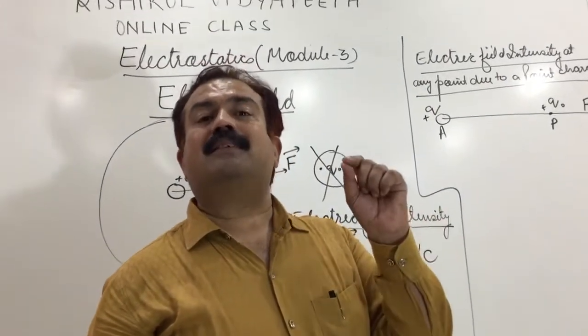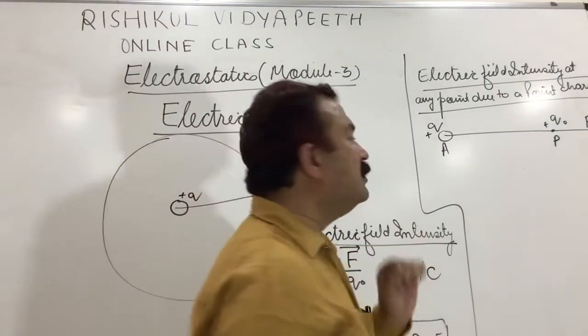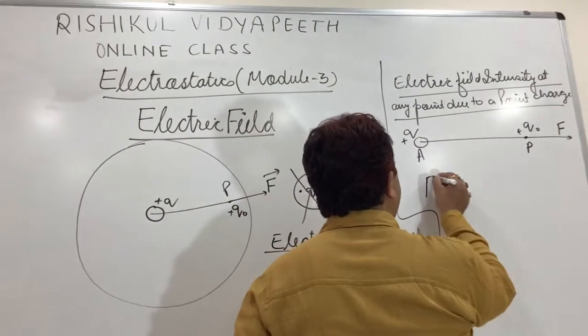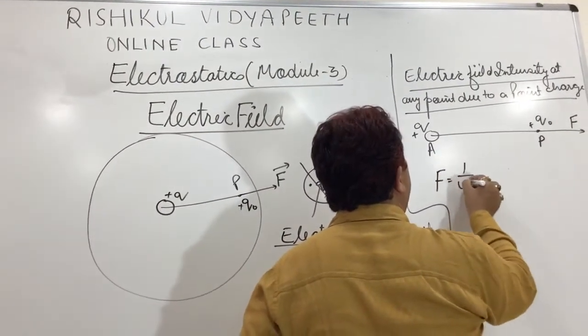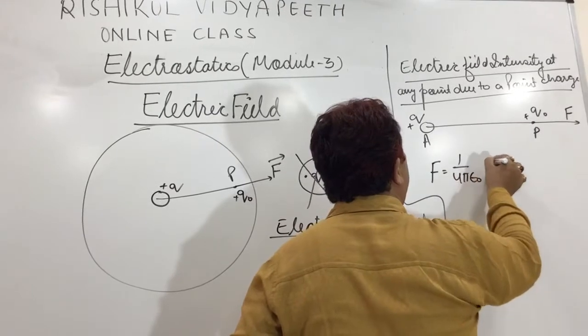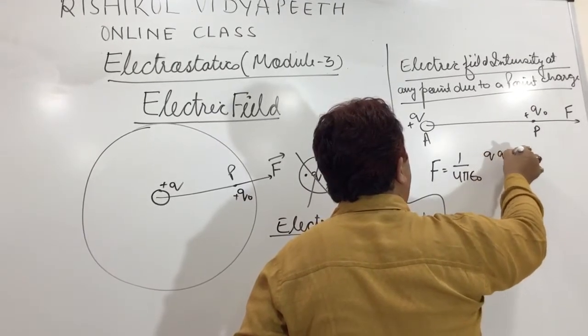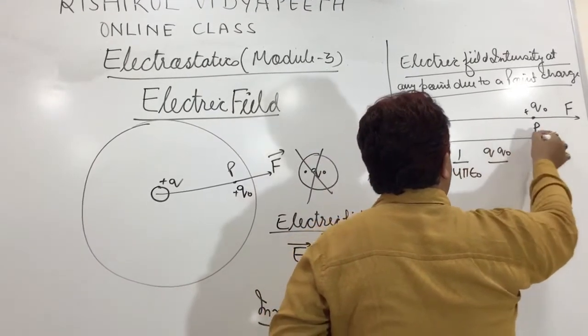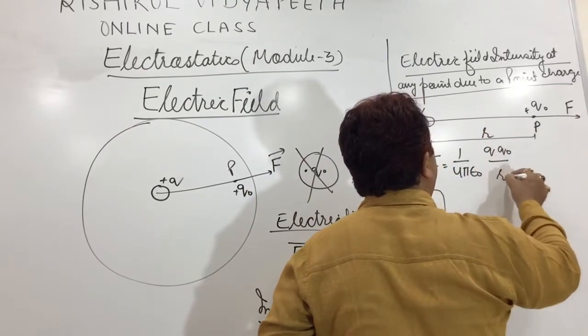So what is the value of Coulomb force now? According to the expression of the Coulomb force, we can write 1 upon 4 pi epsilon naught Q Q naught upon the distance between A and P, let's say R. So it is R square.